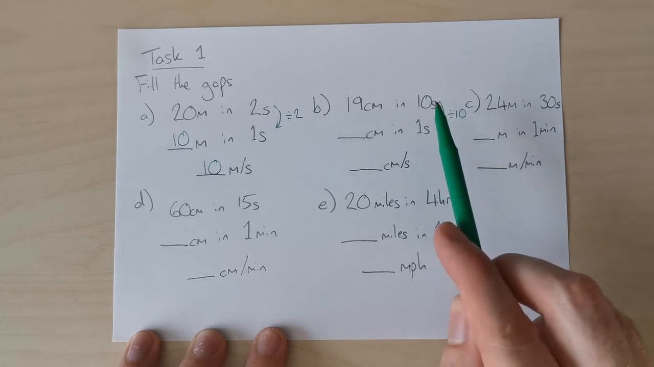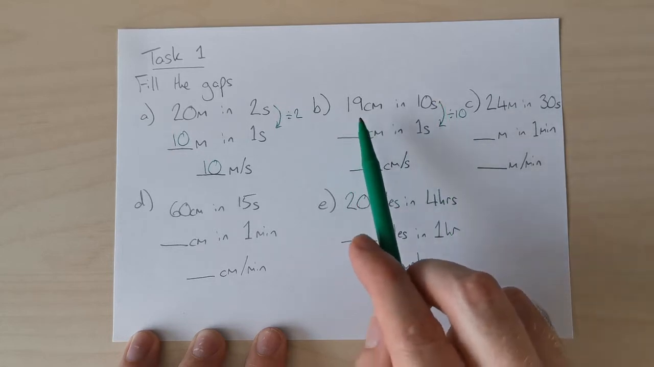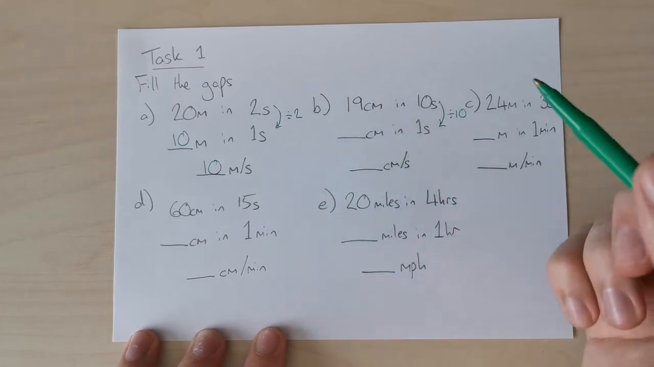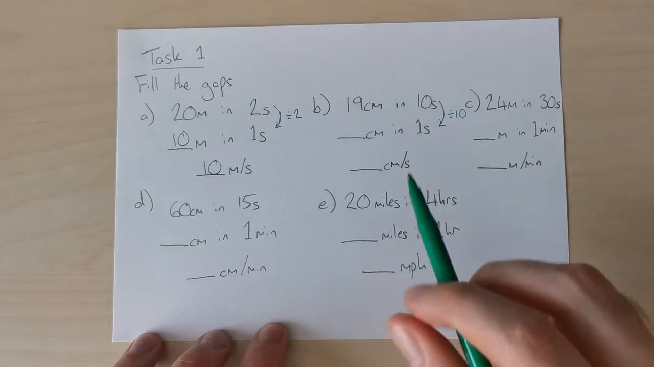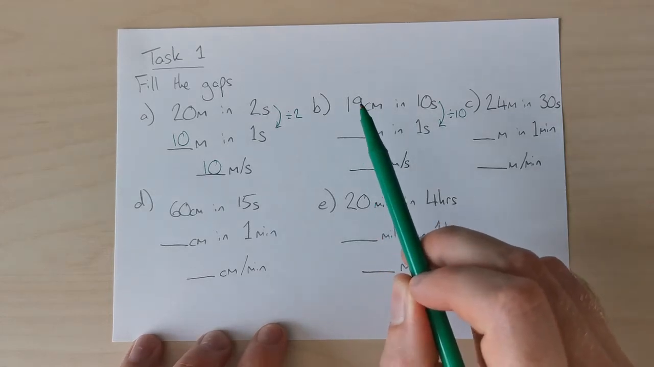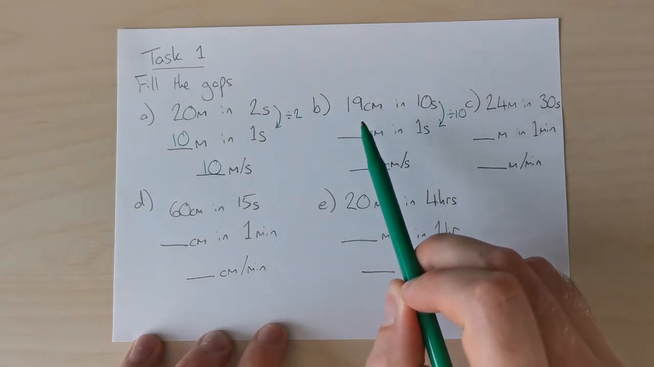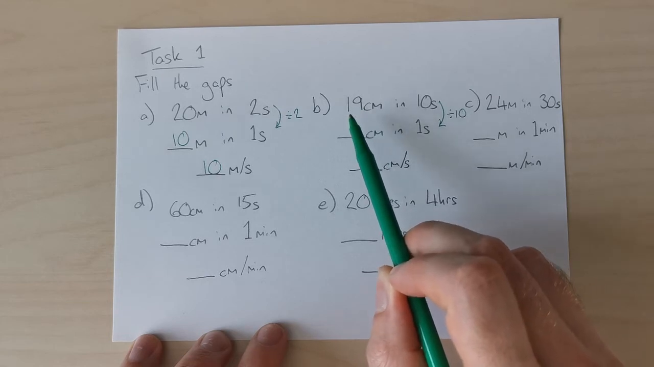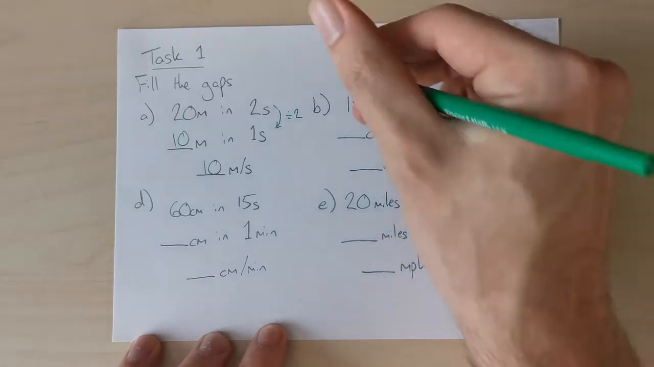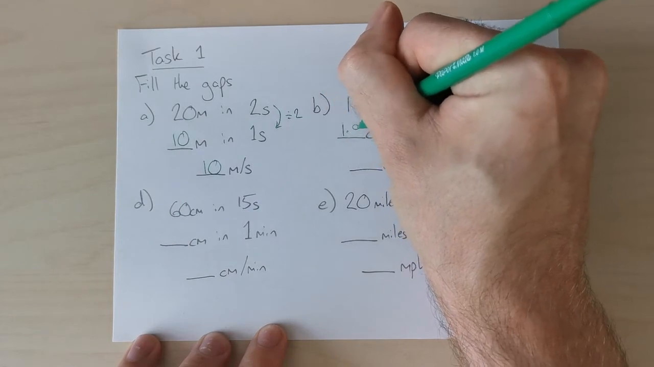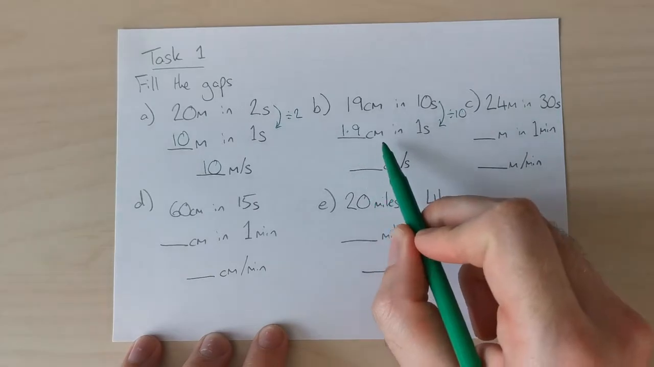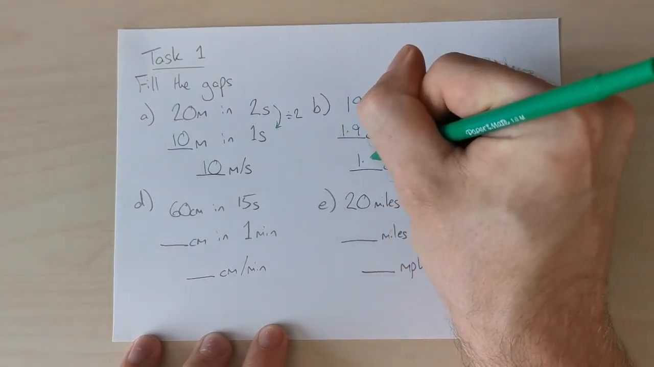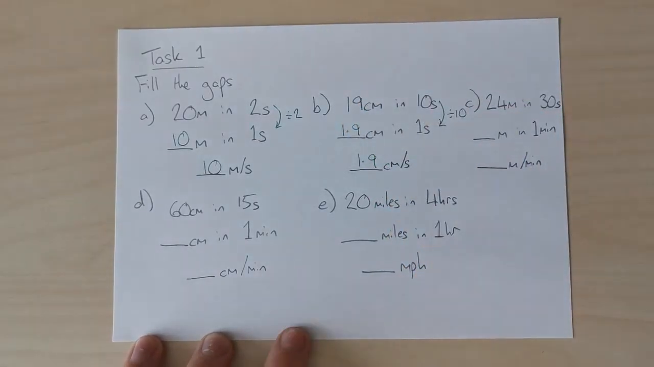10 seconds to 1 second, 10 divided by 10 gives us 1. We have to do the same to the distance then. You may be tempted to use a calculator because you're dividing by a big number, but dividing by 10 simply moves our digits along the place value column. So 19 divided by 10 will become 1.9. So 1.9 centimetres in 1 second means we have travelled an average speed of 1.9 centimetres per second.